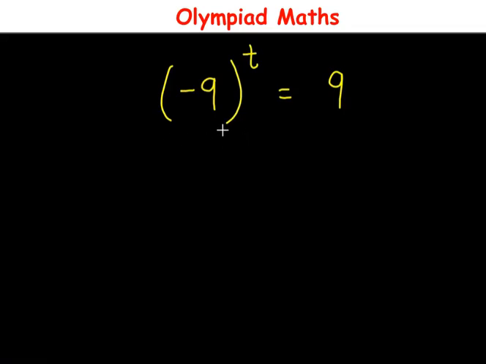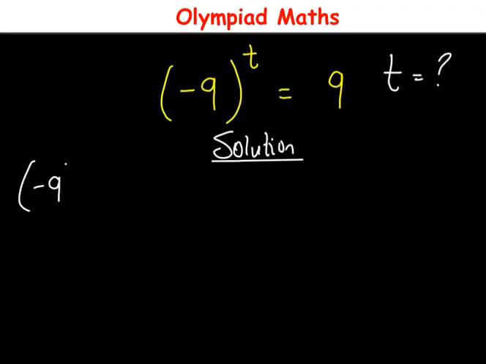So we have (-9)^t = 9, and here we want to solve for the value of t. So t is equal to question mark. Now to do this, solution. So we have (-9) all raised to the power t is equal to 9.